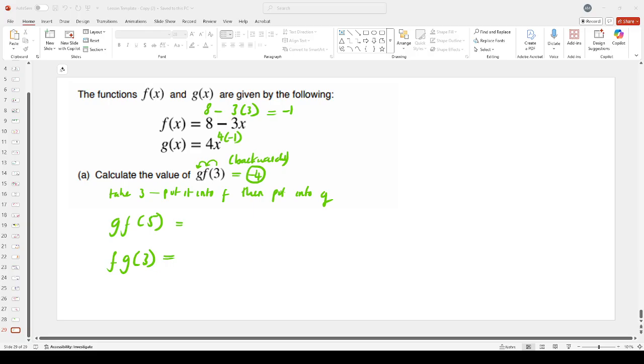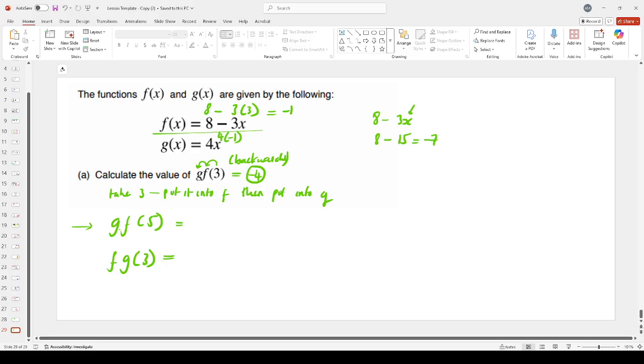For which one? GFF of 5. Oh, okay. So you take 5 and put it into the formula F. You're doing this question here. So what is the formula for F? 8 minus 3x, right? So replace x with 5. What do you get? 8 minus 15. So what's that? Minus 7.